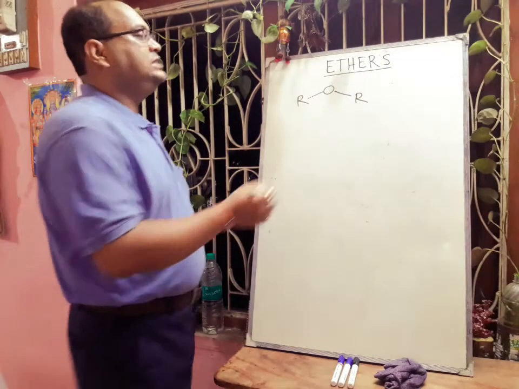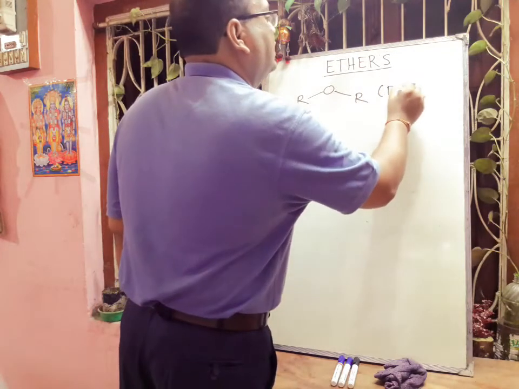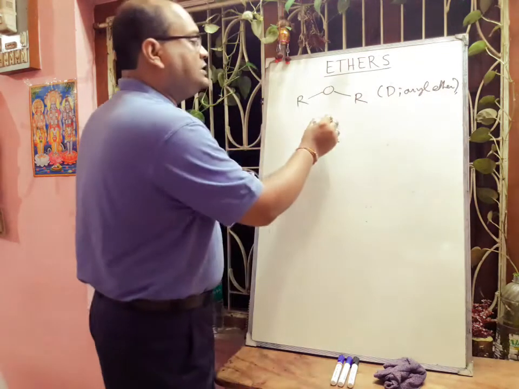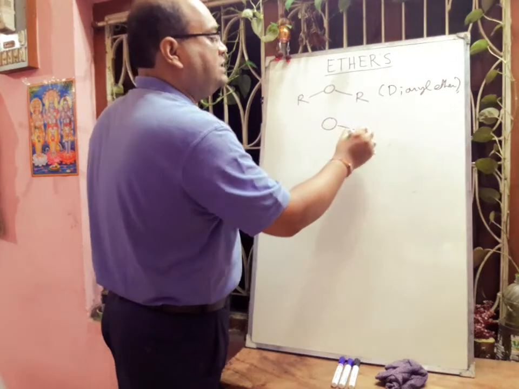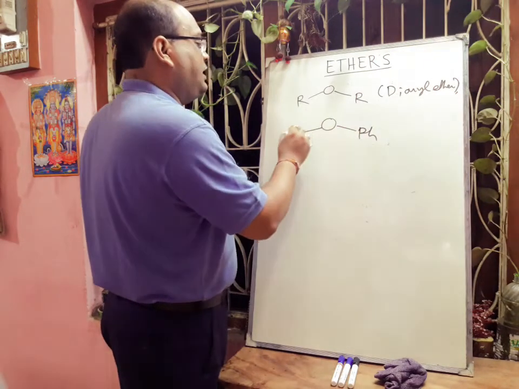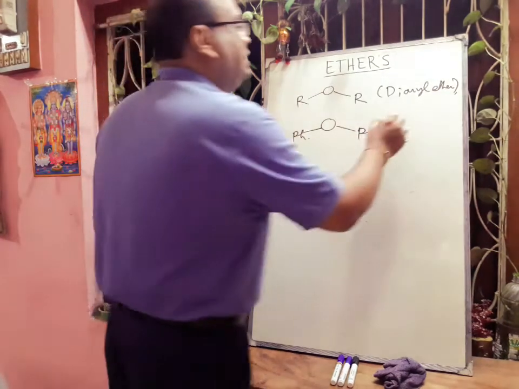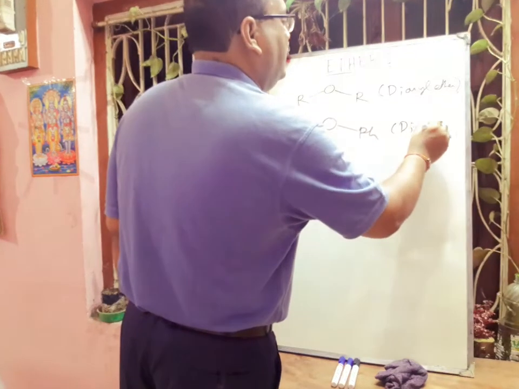And in this case, this is called diaryl ether. On both sides of oxygen, if there is a phenyl ring or aromatic benzene ring, then it is called diaryl ether.